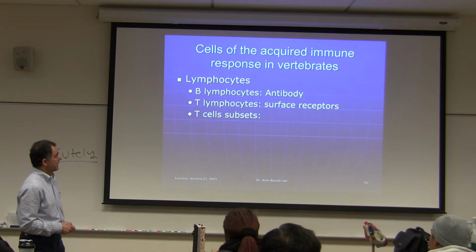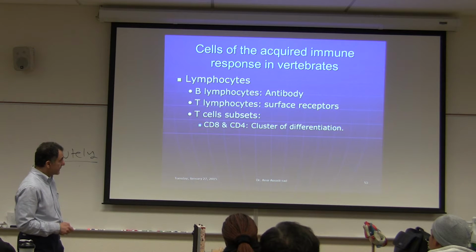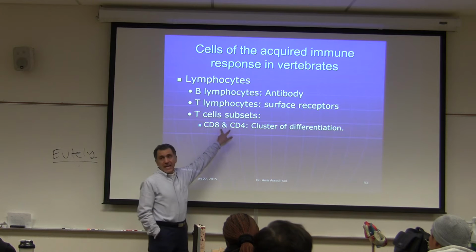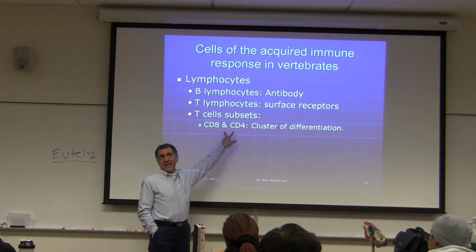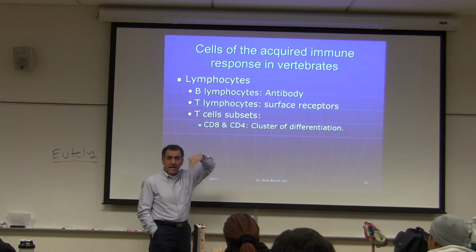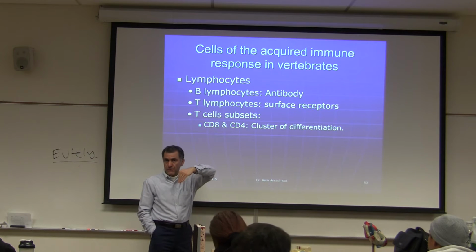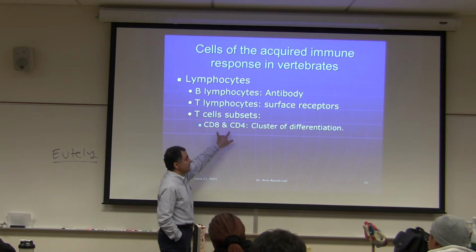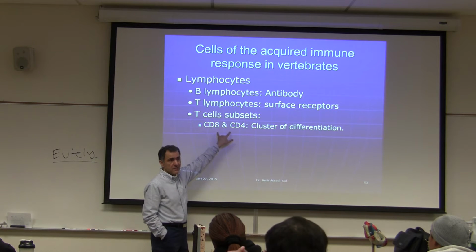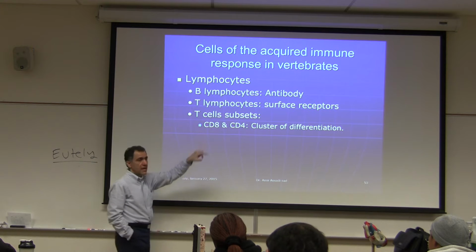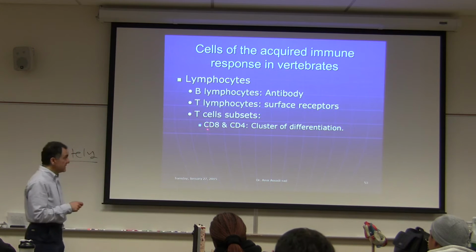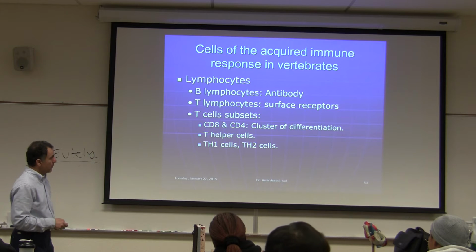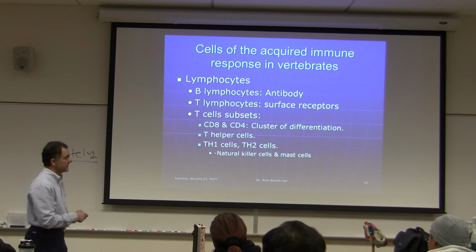T lymphocytes have surface receptors. T cells have subsets of CD4 and CD8. These are the 2 cells that, in people who have HIV and AIDS, I guess the numbers go down. HIV is designed to destroy white blood cells, and these are the white blood cells. Usually it destroys CD4 and CD8. The CD stands for cluster of differentiation. Then there are T helper cells, T helper 1 and helper 2, natural killer cells, and mast cells.